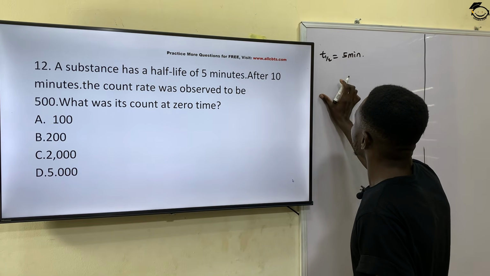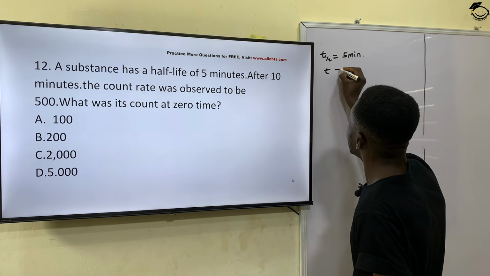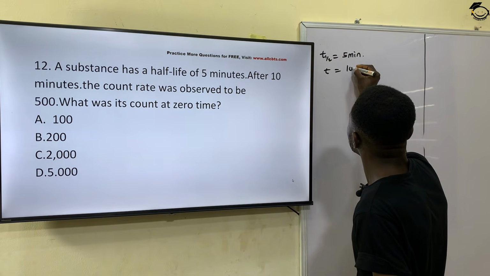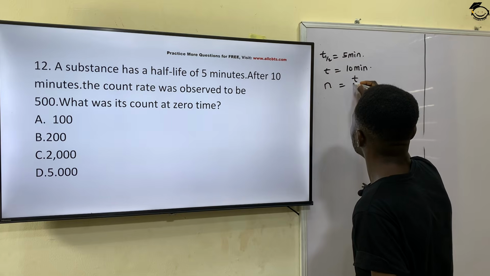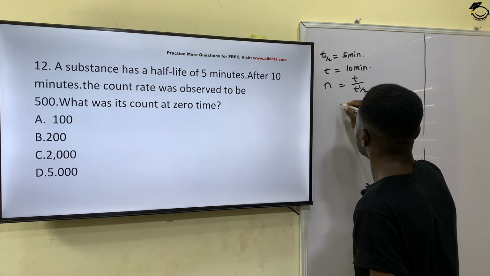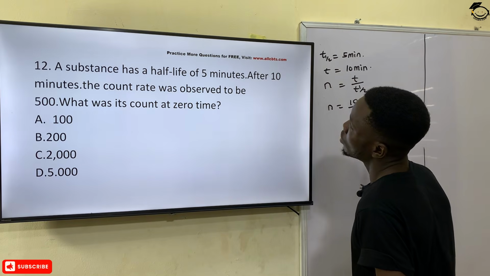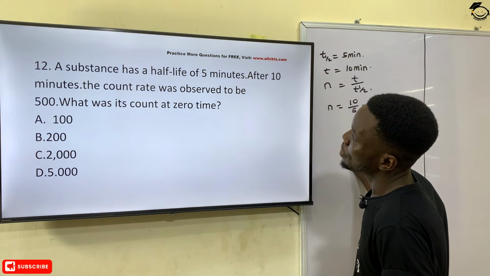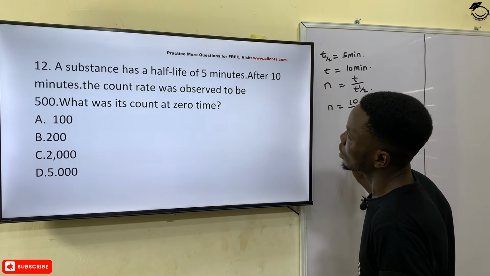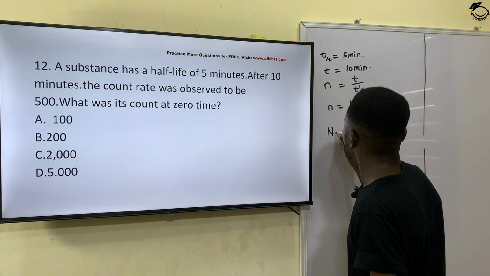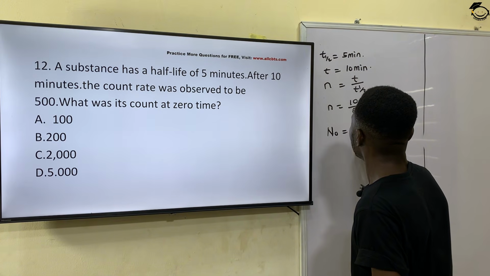After 10 minutes, so the total time taken here was 10 minutes. We know that n is equal to T over T half, which means n here is 10 over 5, which will give me 2. So I have 2 half-lives here. Then it said the count rate was observed to be 500. So our N is 500.